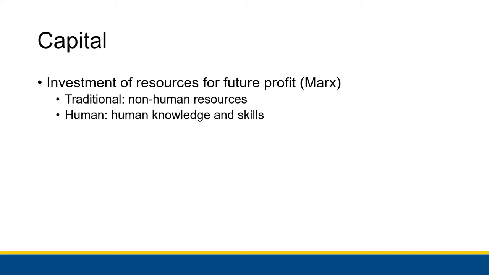There's traditional capital, which involves the investment of non-human resources. So a company has to buy things in order to actually make money. They need a building to work in. They need machines to create whatever product they're trying to make. They need the tables and chairs and desks and whatever other furniture employees might need to sit in. And in the more modern sense, they would also need to buy computers and software licenses. So all of that would fall under the idea of traditional capital.